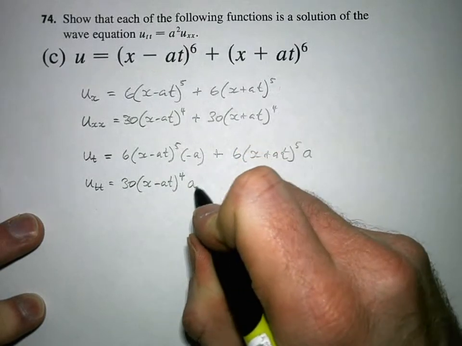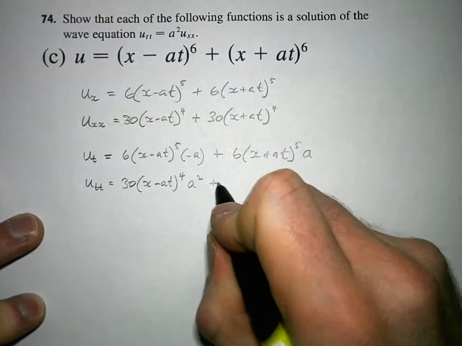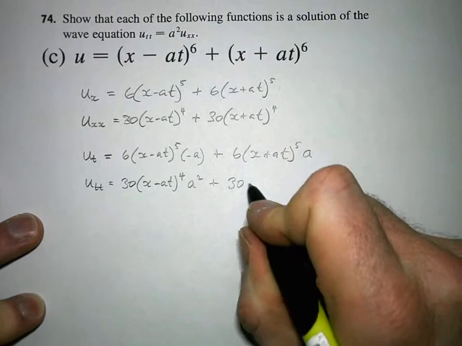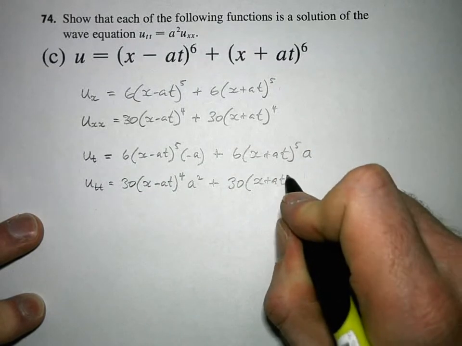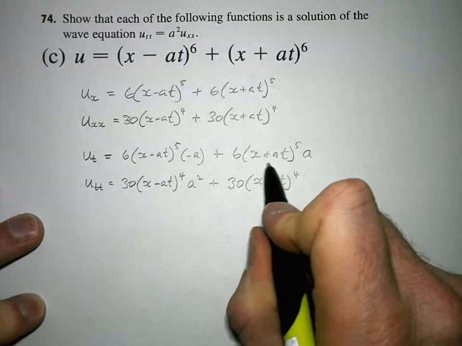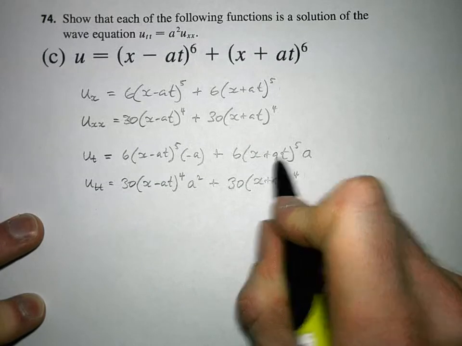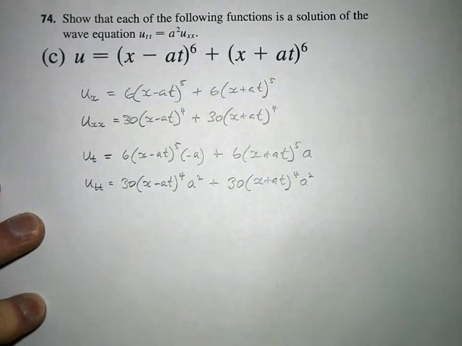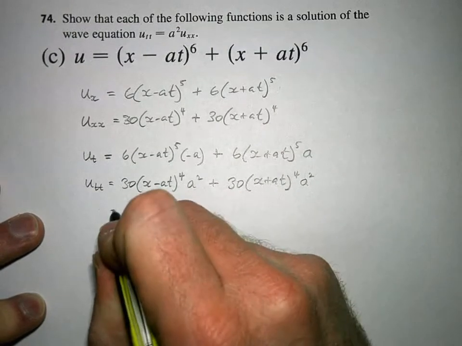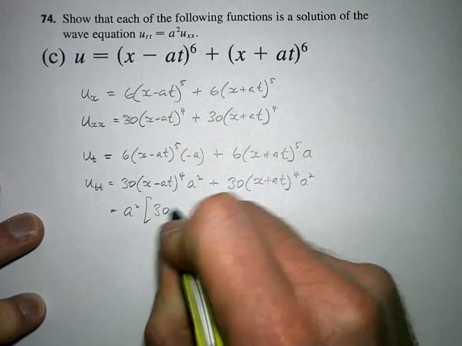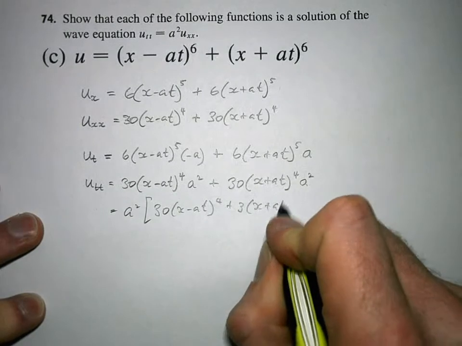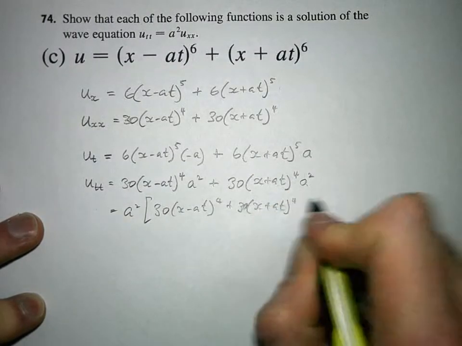We multiply those two together to get a squared, positive a squared, plus the derivative of the second term with respect to t. That once again is going to be 30, bringing down the 5, (x plus at) all to the 4, multiplied by the derivative of the inner function, which once again is a. We've already got a as a factor there, so a times a is a squared. Now we're just going to factorize out this a squared, which leaves us with 30 (x minus at) to the 4 plus 30 (x plus at) to the 4.